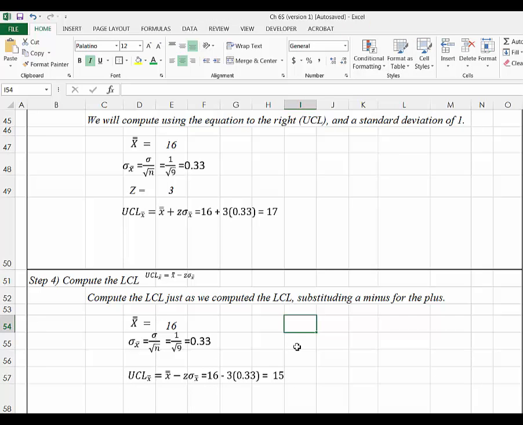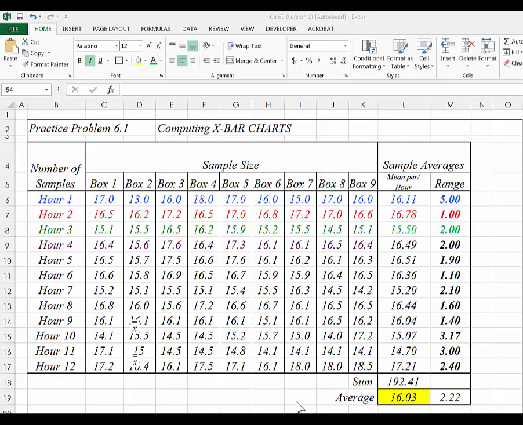So what does that really mean? Like, why did we do this? Let's go take a look at the data. So what we said is that most of these samples, these averages, should fall between 15 and 17. That's the normal variation. If we have more variation than between 15 and 17, we might have a problem.